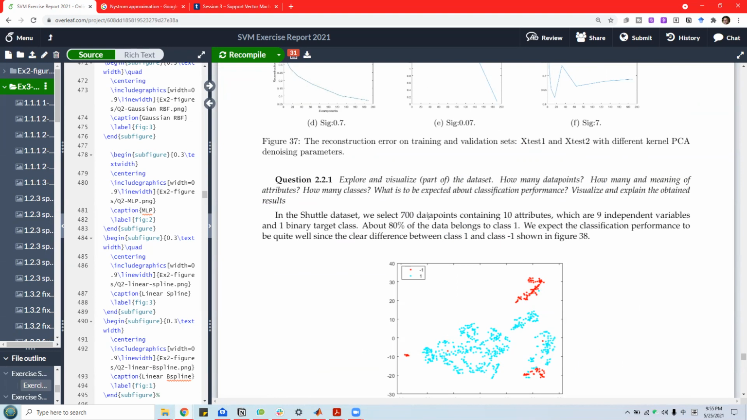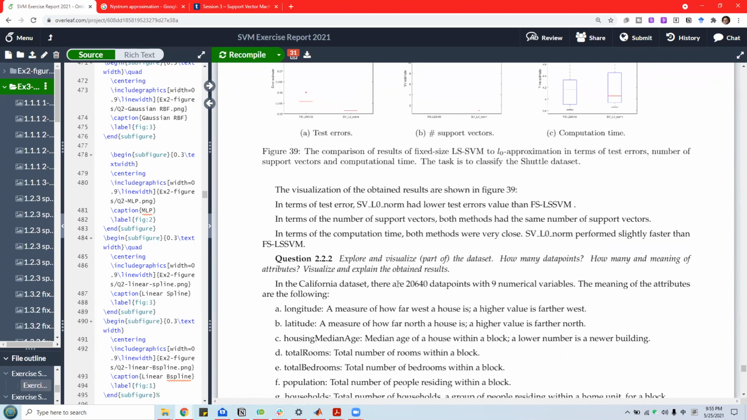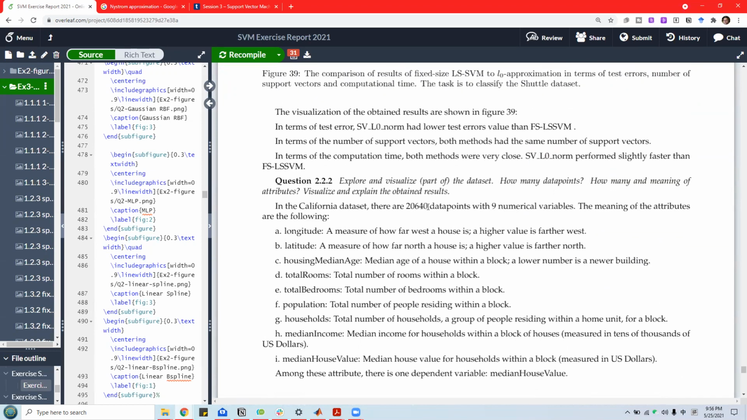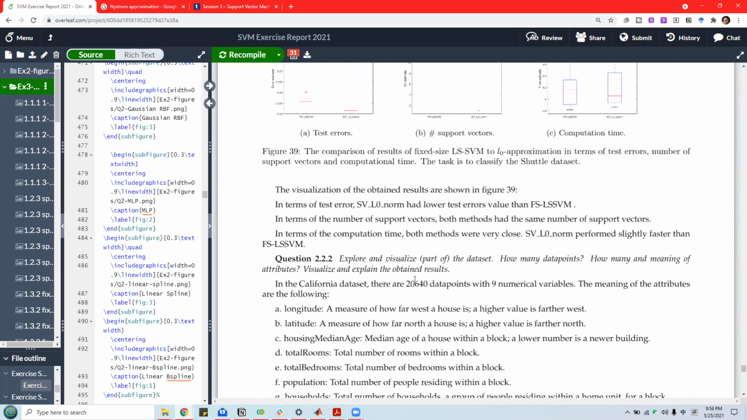You just leave it as it is, and then the one with California is like 2064. So I think they are trying to get the result from a large-scale and also a small-scale problem, to give you an idea of which process is getting better, whether it's Fixed-size LS-SVM or this kind of SV01 norm.